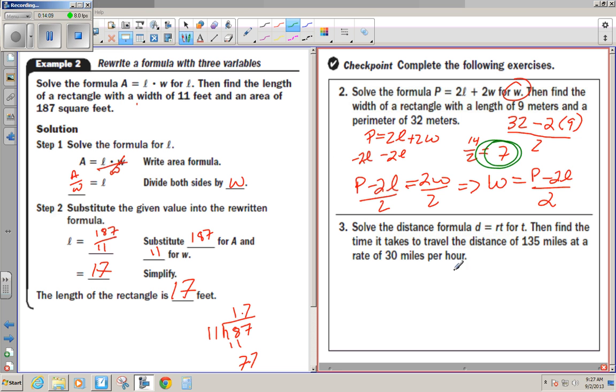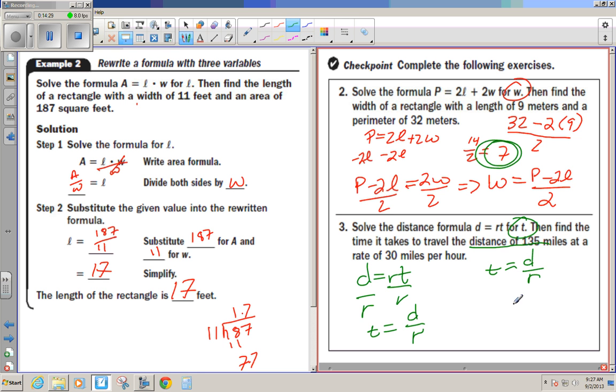All right, solve the distance formula. d equals rt. Solve for time, so we divide by r. And now you have the equation t equals d over r. It tells us what d and r should be.